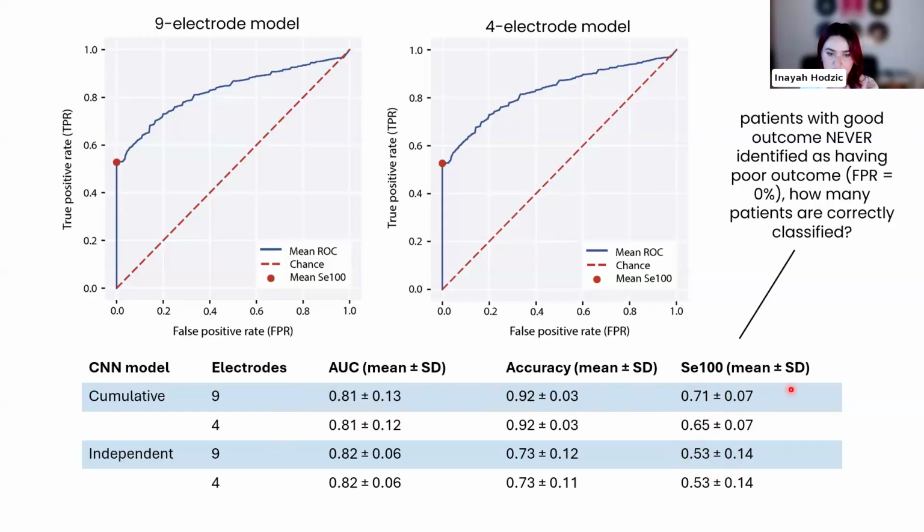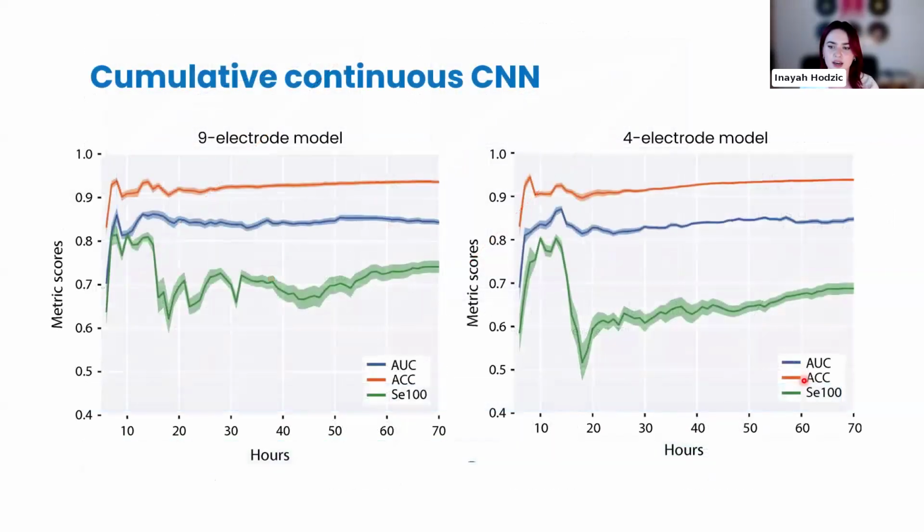So this is the performance averaged over all the hours. But perhaps the more interesting question is, how does the performance, and perhaps the predictive power of EEG, change over time? And that is shown in the following figures. So this is, again, the cumulative continuous CNN for the 9-electrode model and the 4-electrode model.